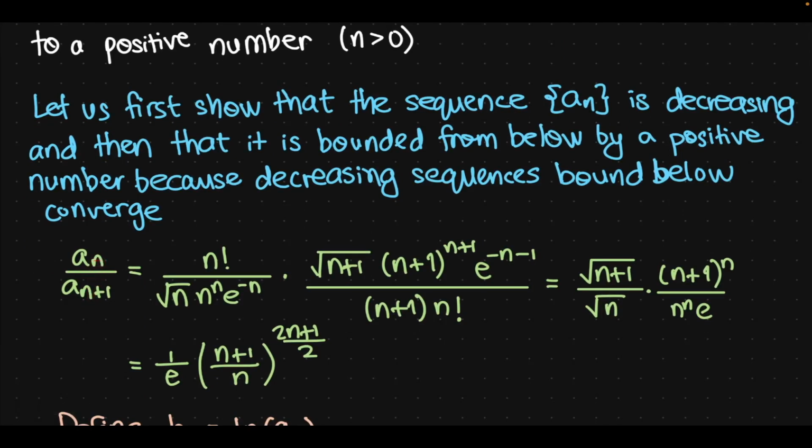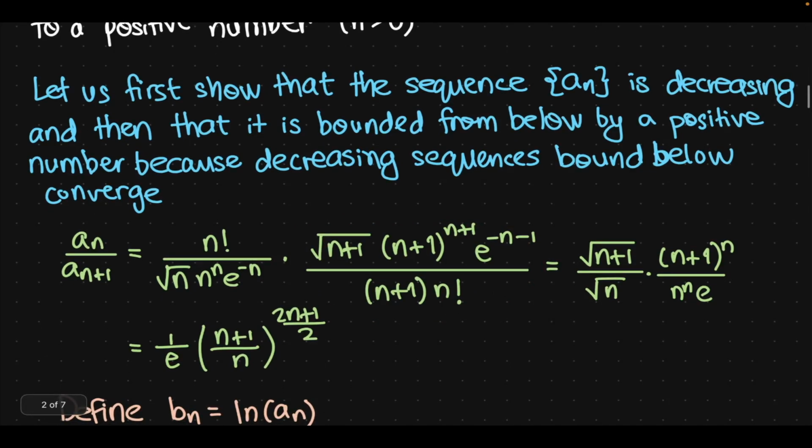So if we take a_n divided by a_{n+1}, we get n factorial divided by square root of n times n to the n times e to the minus n, times square root of n+1 times (n+1) to the n+1 times e to the minus (n+1), divided by (n+1) times n factorial. This term is from the a_n, and this term is from the 1 over a_{n+1}. So we can cancel a few things. We get square root of n+1 divided by square root of n, times (n+1) to the n divided by n to the n, times 1 over e.